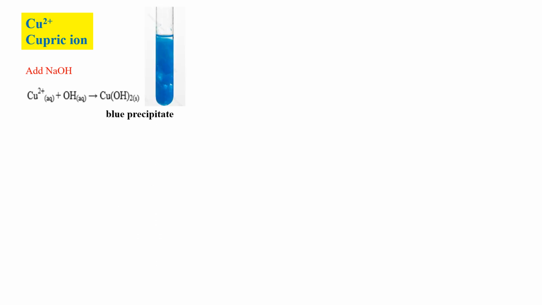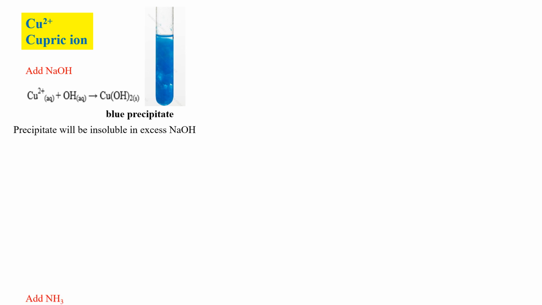Next up we have cupric ion, which is Cu2+, that's blue in color. Adding sodium hydroxide is going to result in a blue precipitate of copper hydroxide. Adding more sodium hydroxide will lead to the precipitate being insoluble still.